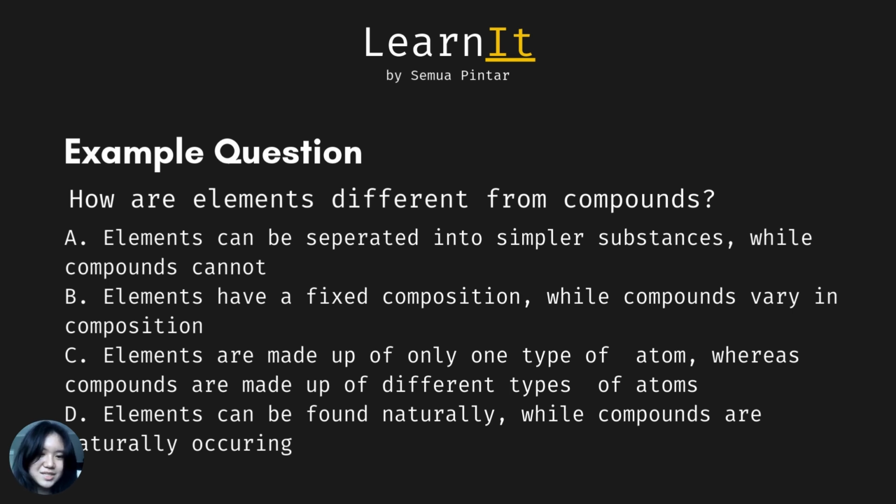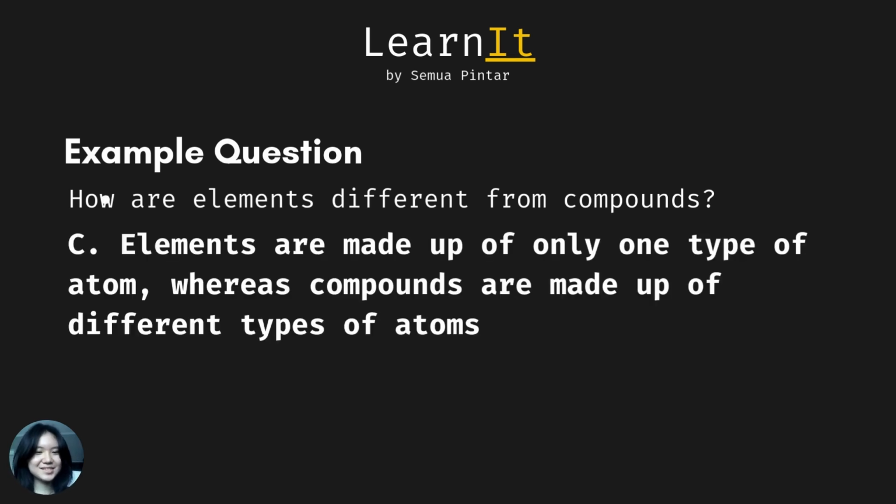There are four options. A, elements cannot be separated into simpler substances while compounds cannot. B, elements have a fixed composition while compounds vary in composition. C, elements are made of only one type of atom, whereas compounds are made of different types of atoms. And D, elements can be found naturally while compounds are not naturally occurring. Pause this video to answer the question, and when you have your result, you can play the video again. Okay, so the answer is C.